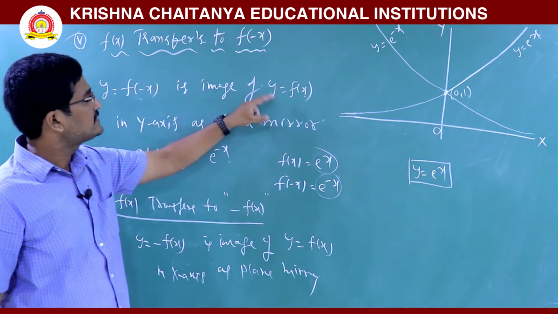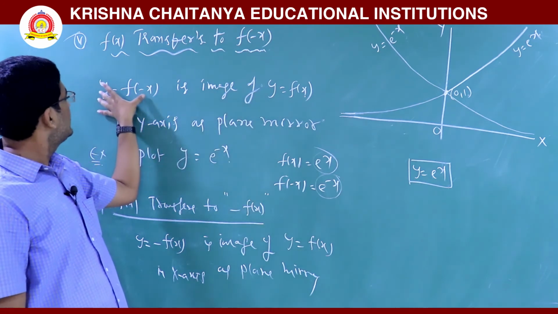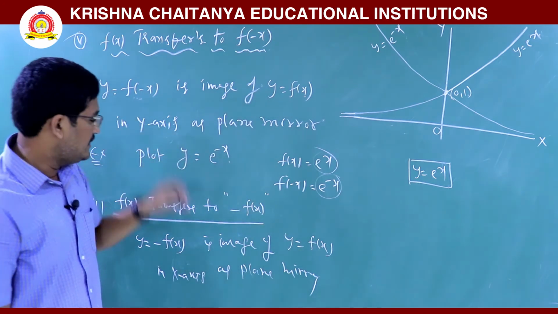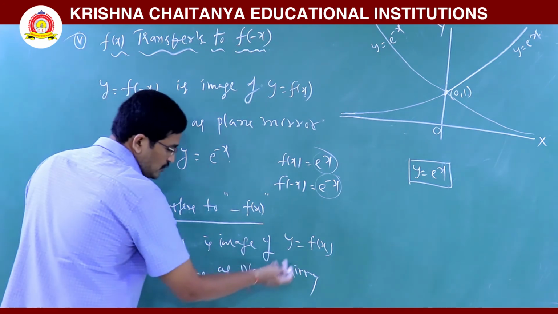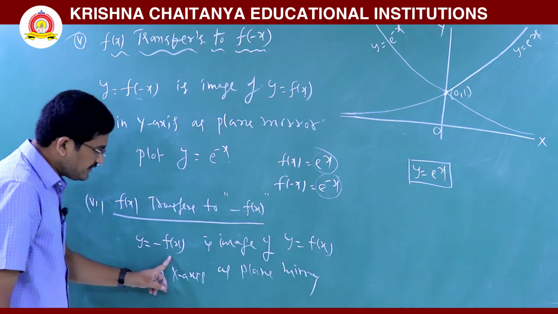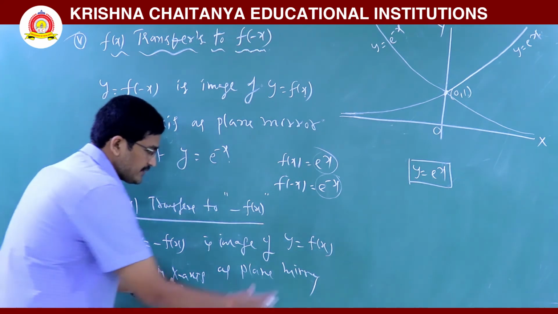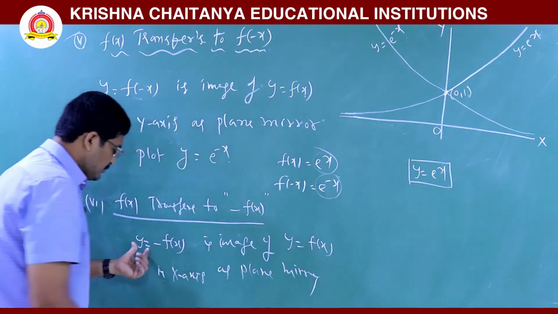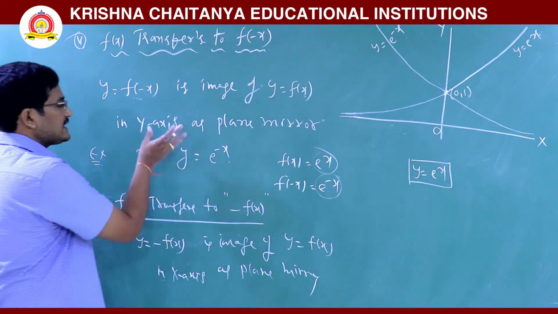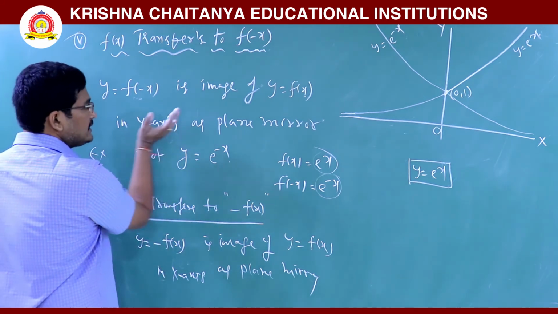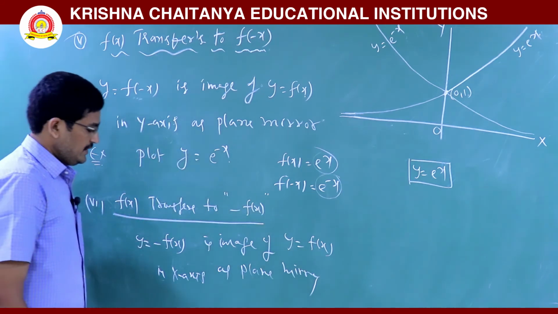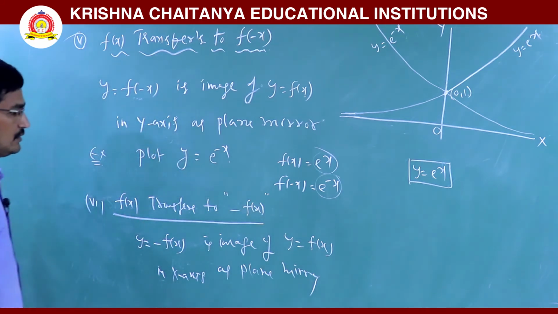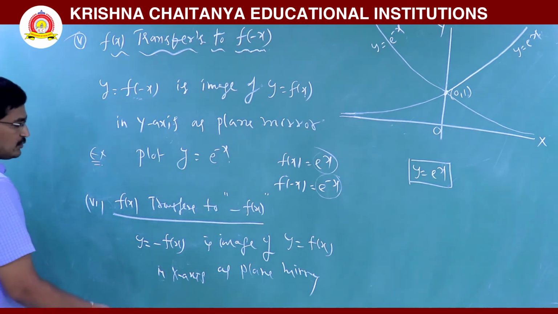Then y equal to f of x, the image of y equal to f of x is y equal to f of minus x. So if x-axis is a plane mirror, then the image of y equal to f of x is y equal to minus f of x. With respect to y-axis as a plane mirror, the image of y equal to f of x is y equal to f of minus x. So we have to explain this one by taking one example.